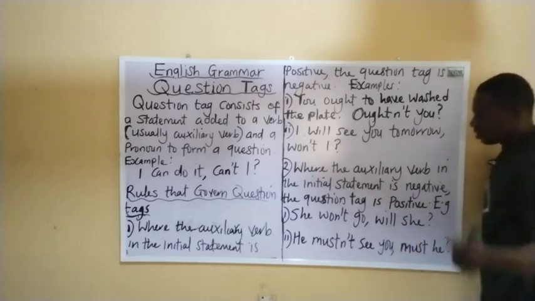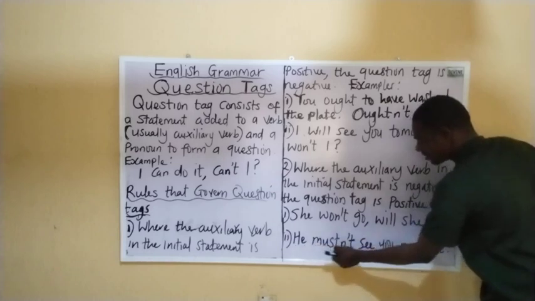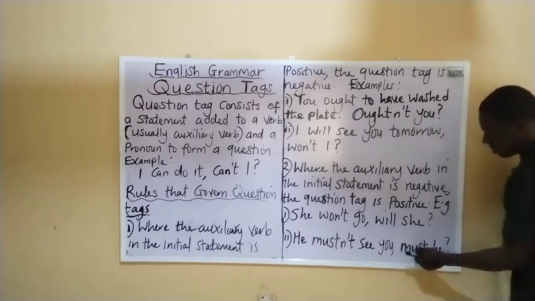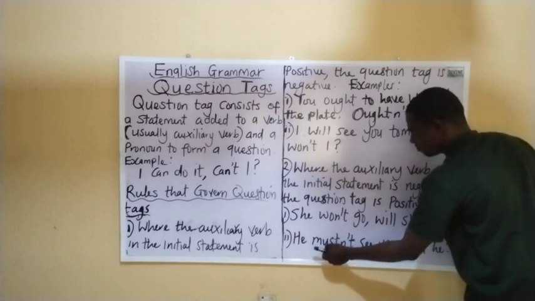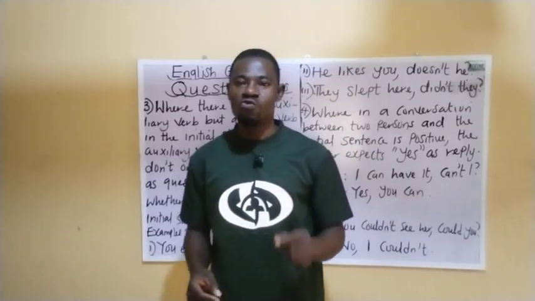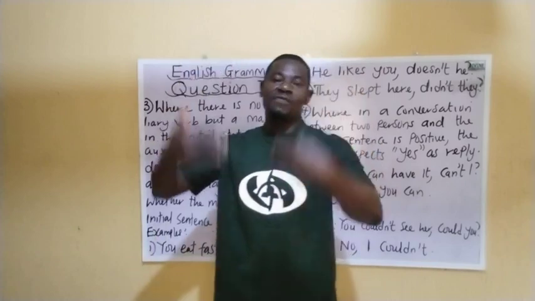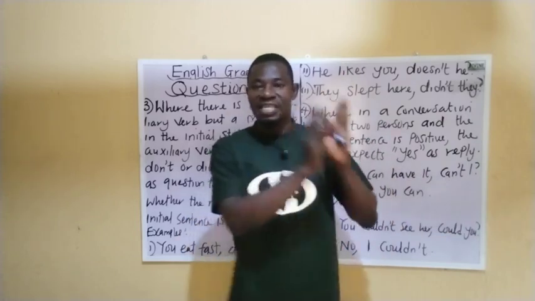Will she? Another example. He mustn't see you. Sorry, he mustn't see you, must he? Must is formed from the negative auxiliary verb mustn't. So we have must he. There are other rules of question tags, but they follow the general rules that say positive, negative, negative, positive.